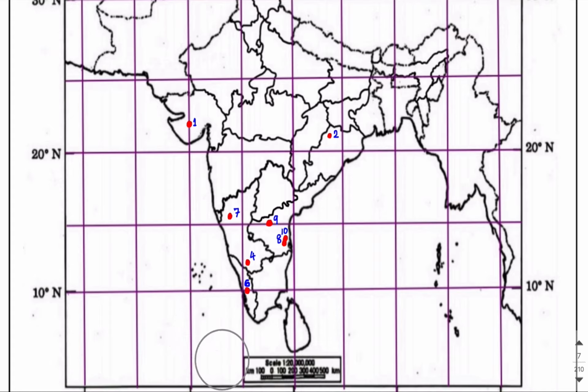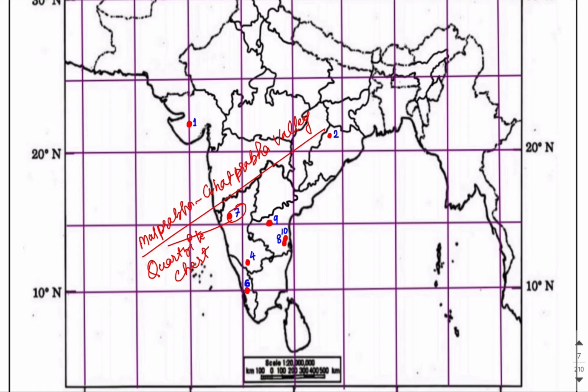Now if we see the seventh site, here you can see it is present in Karnataka, and the name is Malaprabha Valley. Okay, this belongs to the Paleolithic age. And here the tools which are found are made of quartzite and chert. Okay, that's all about this site.